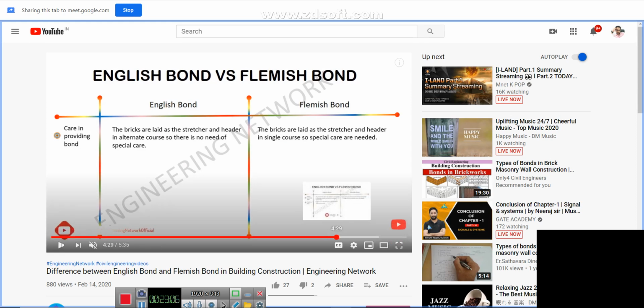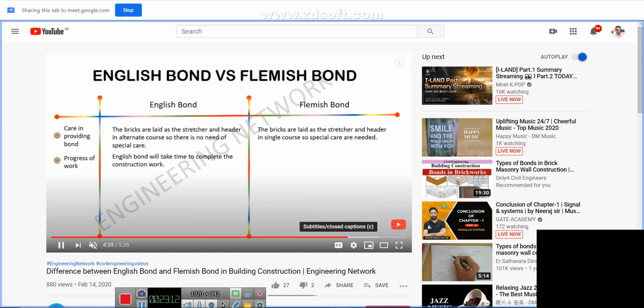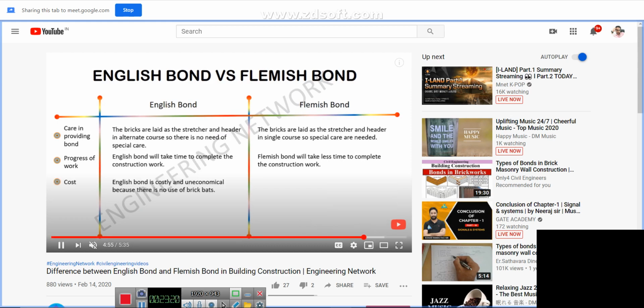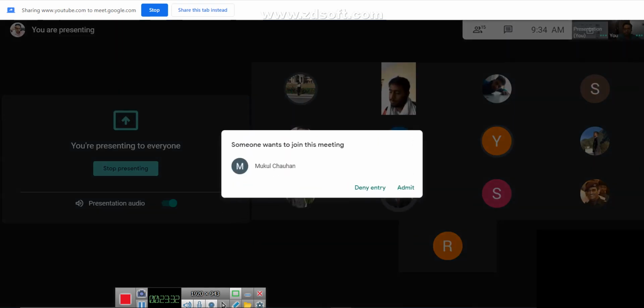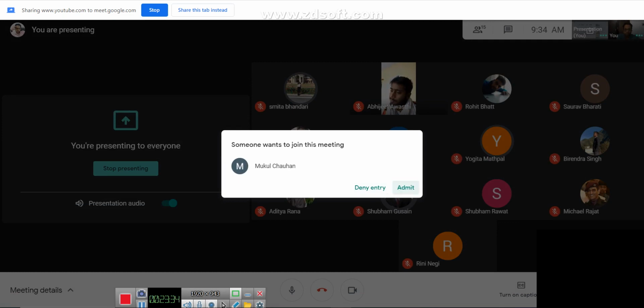Next. English bond will take more time to complete the construction work, whereas Flemish bond will take less time. That is another factor. Cost. English bond is costly and uneconomical because there is no use of brick bats. So these are some of the major points regarding English bond and Flemish bond.